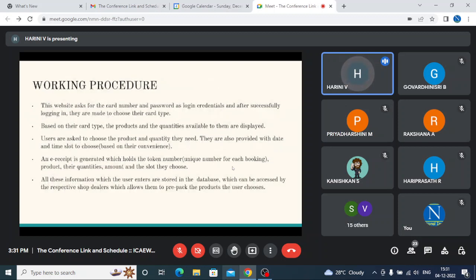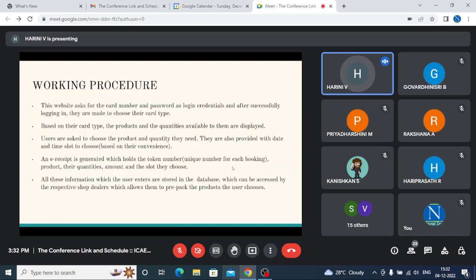Our working procedure is, first, we have a sign up page where the user enters the smart card number and the password, and then the account is registered in the database. Once he signs up, he's asked to log in with the smart card number and the password which he gave. If the smart card number and password match, it goes to the next page. In the next page, we have given the card types. There are 5 types of cards, such as NPHSS, NPHAA. Based on the type of card they choose, the commodities available to them are displayed.